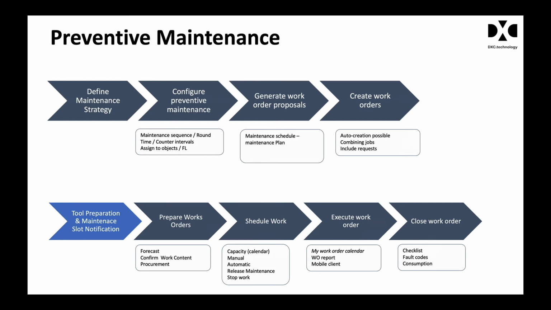This is a general flow for preventative maintenance, which is really about defining the strategy, creating the maintenance itself, then generating the orders, then the proposals, and then going to the bottom part, which is the execution. So that's very much about preparing what you need to do, scheduling it to individuals, and then going through and executing it and closing out that work order. So underneath here are all the basic aspects that we need, and we'll show you that in the actual demo.